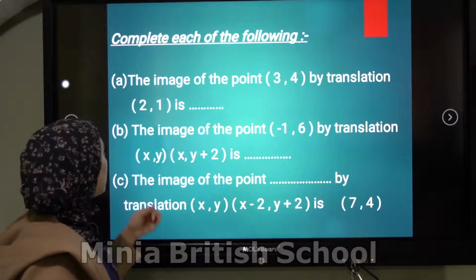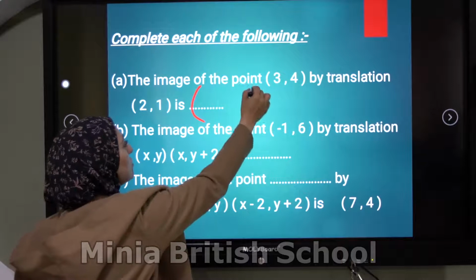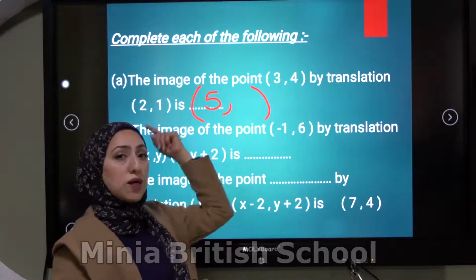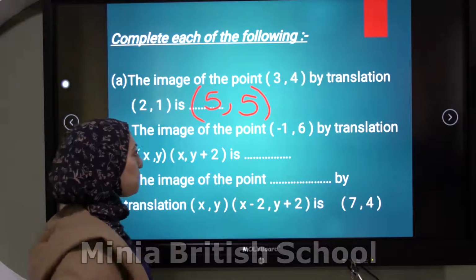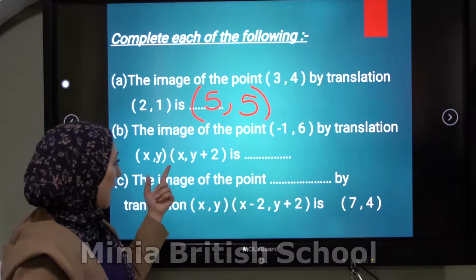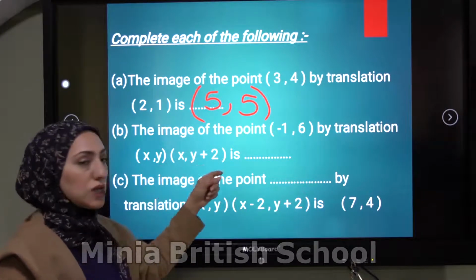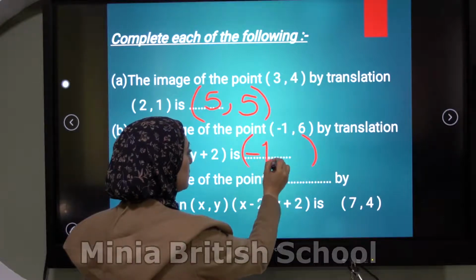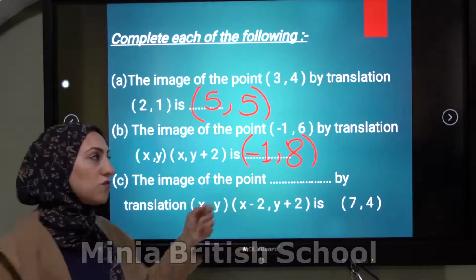Let's complete these points. The image of the point 3 and 4 by translation 2 and 1 is, I want the image now. 3 plus 2 equals 5. And 4 plus 1 equals 5. So this is the image of this point. I think it's very easy. The next one. The image of the point negative 1 and 6 by translation (x, y) to (x, y plus 2), where x doesn't change here, so x will be as it is. So here, x is negative 1, I write it without any change. And here, 6 plus 2 equals 8. So this is the image of the point.